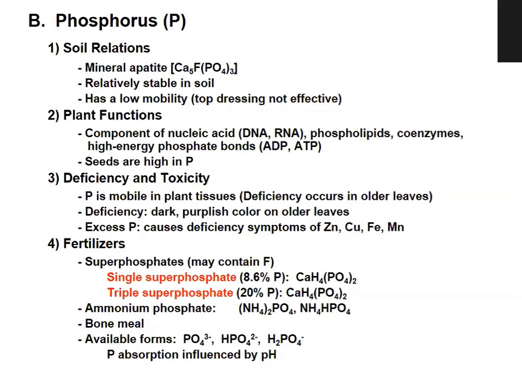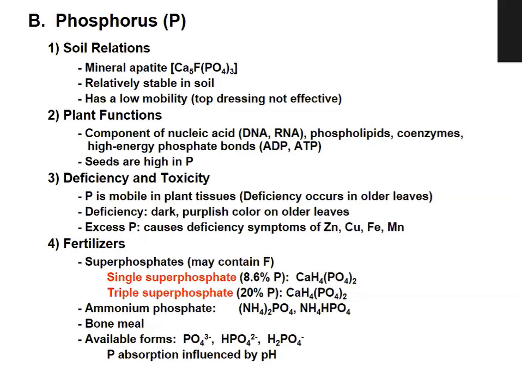Toxicity of certain elements causes deficiency of specific elements. This is known as the antagonistic effect, which can be very well seen in phosphorus.